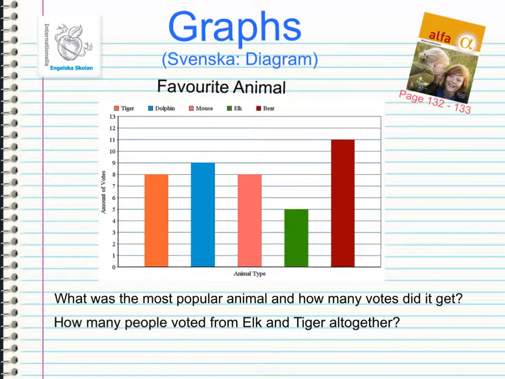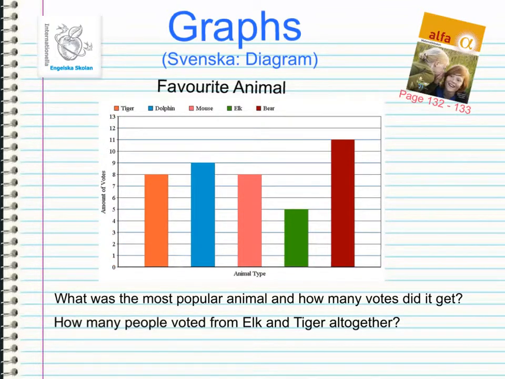Now, if we look at the y-axis, which goes up and down, this information here, these numbers, will tell us the amount of votes. On the x-axis, we have the animal type. So these are different types of animals, and the higher that it goes up, the more votes which it received.